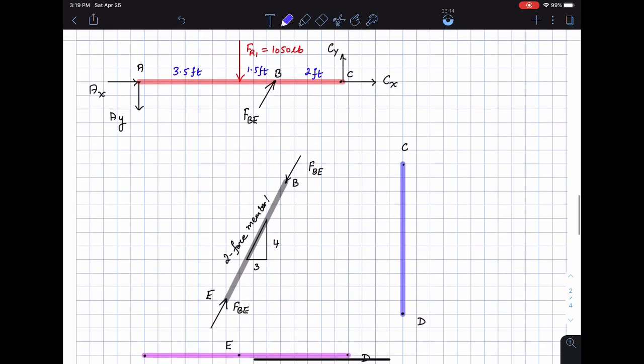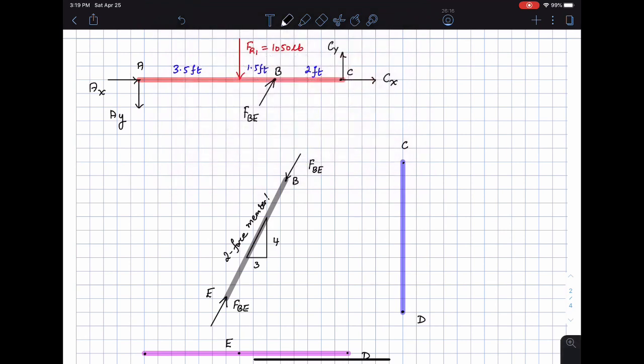Then I come back to the pin at C. If I had CX and CY drawn in the following manner on ABC, then I have to have equal and opposite forces, which means that I'm going to have the force CY pointing down and CX pointing to the left.